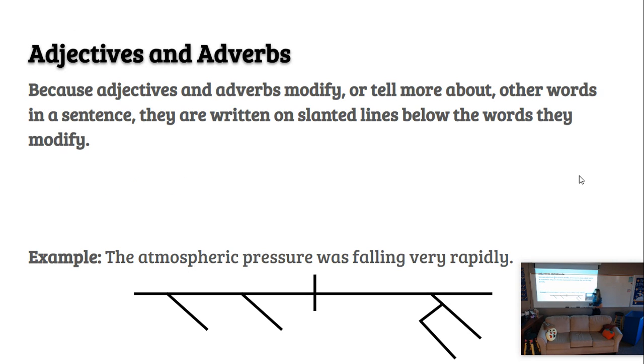Okay, adjectives and adverbs. Pull this back down. You can see it better. Is this couch blocking anybody's view? Are you guys okay when it's pulled forward like that? You can still see in the back? You guys good? Okay.